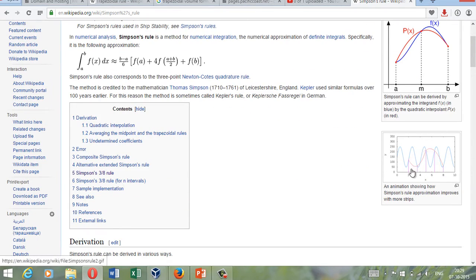And if you have a closer look at this awesome animation right down here, you can see that if the blue line is your f of x, and you try to approximate it using these red polynomials, those are quadratic polynomials, or you can say parabolas in fact, and as you keep on increasing the number of parabolas, then you have got yourself a pretty good approximation of the function. And all you need to do to find the definite integral is find the area under each of the parabolas that you are creating. And the more parabolas or polynomials you have, the better is your approximation.